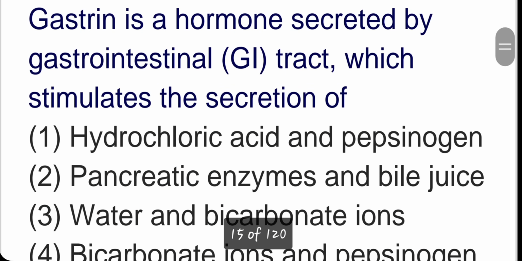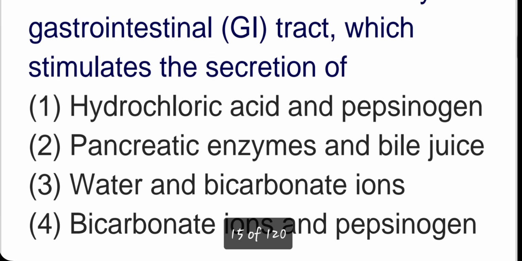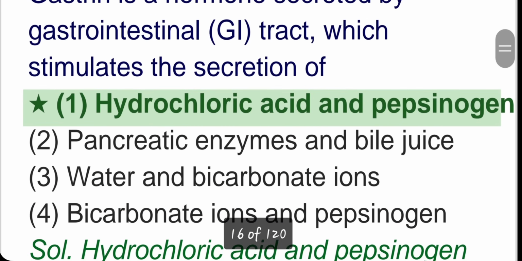Gastrin is a hormone secreted by the gastrointestinal tract which stimulates the secretion of hydrochloric acid and pepsinogen, pancreatic enzymes and bile juice, or water and bicarbonate ions. This is from the digestion topic. So the answer is hydrochloric acid and pepsinogen.